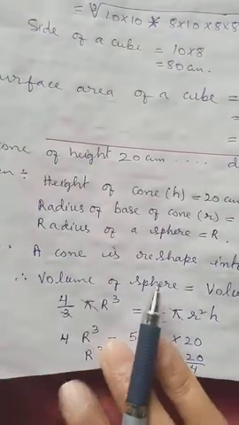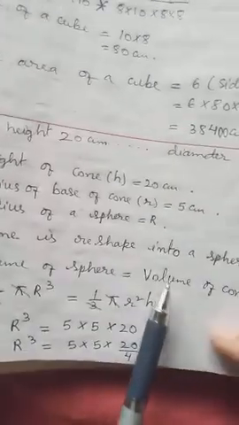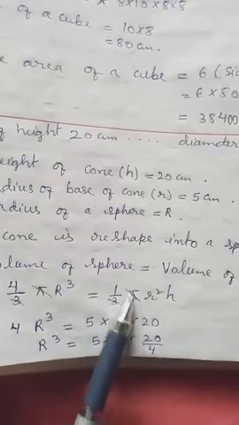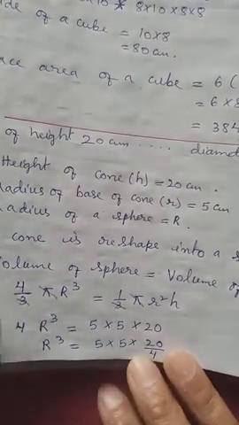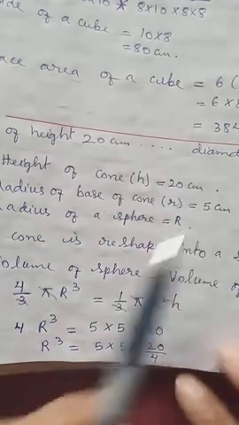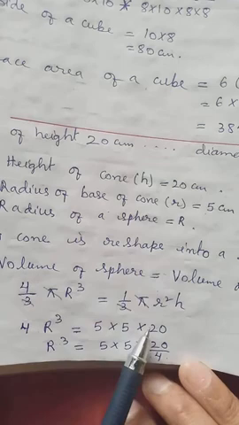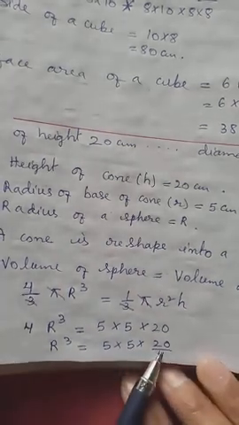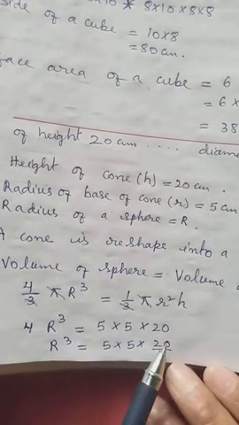Formula for volume of sphere we know, 4 by 3 pi r cubed. Formula for volume of cone we know, 1 by 3 pi r squared h. Pi we can cancel, 3 we have down, 3 we have down. So 4 r cubed equals, small r we have 5 squared, so we write 5 into 5 into height, that is 20. Then this 4 we bring to this side. So 20 we can divide by 4, we will get 5.